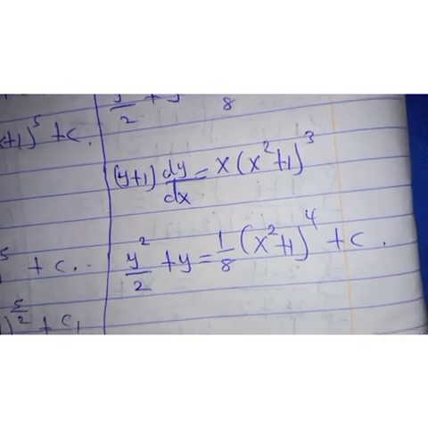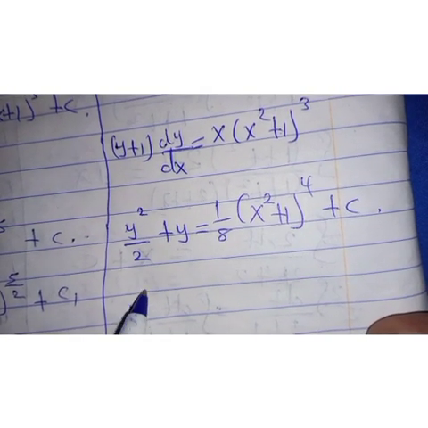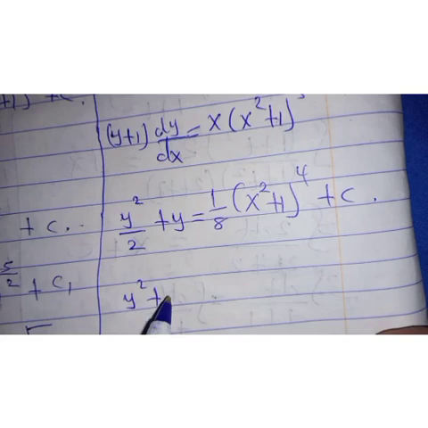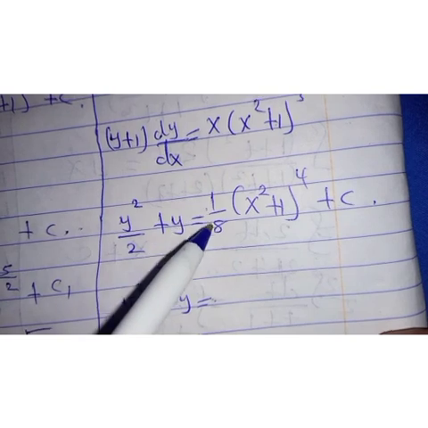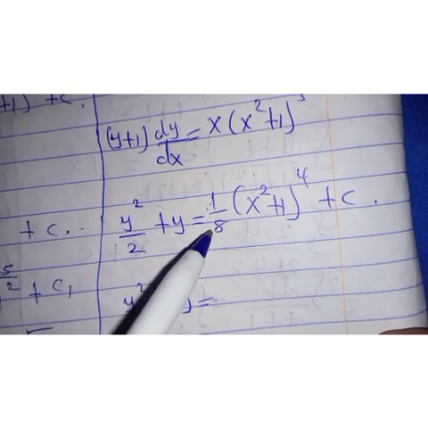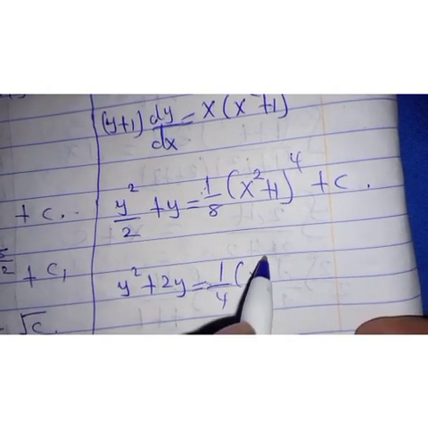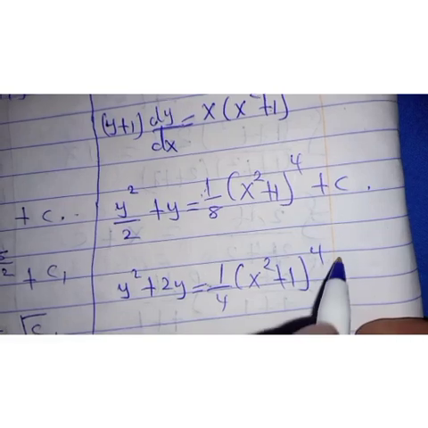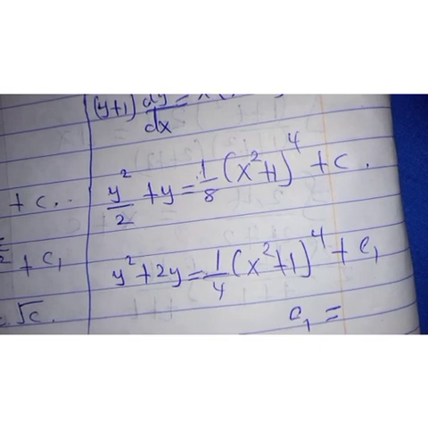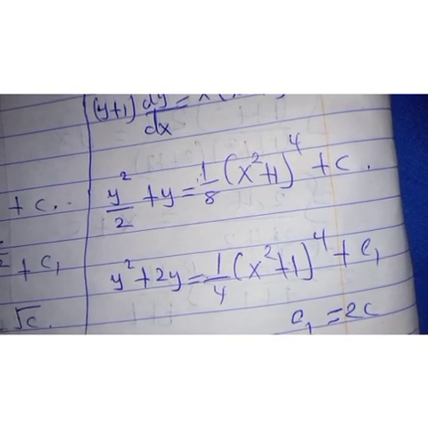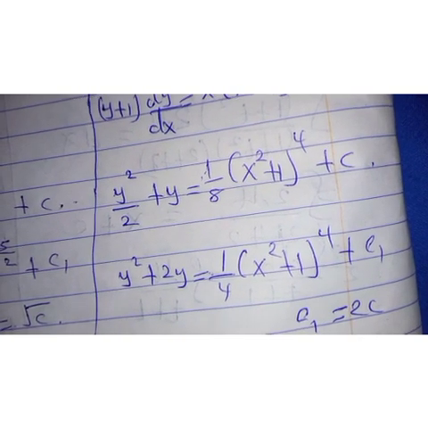If you want, you can multiply by 2 both sides, so that you are going to obtain y squared plus 2y is equal to, when you multiply here by 2, you are going to have 2 divided by 8, which will give us 1 over 4 into bracket x squared plus 1 power 4 plus constant c1. C1 is equivalent to 2c, whereby c1 is the constant of integration.